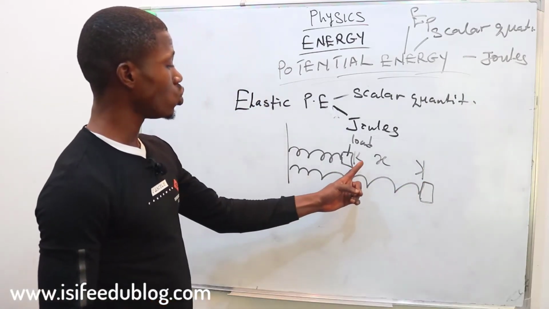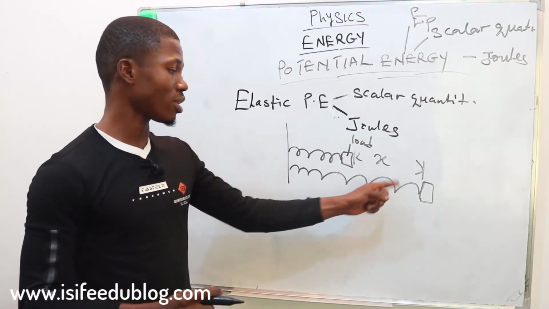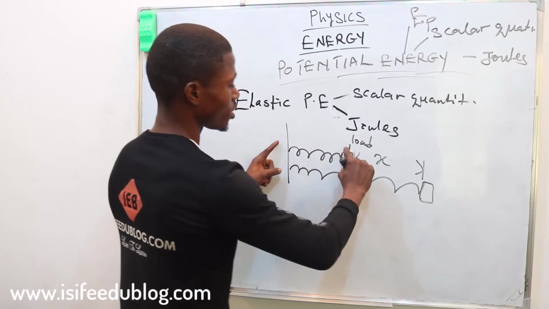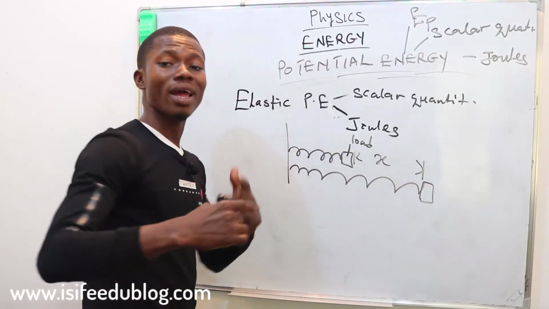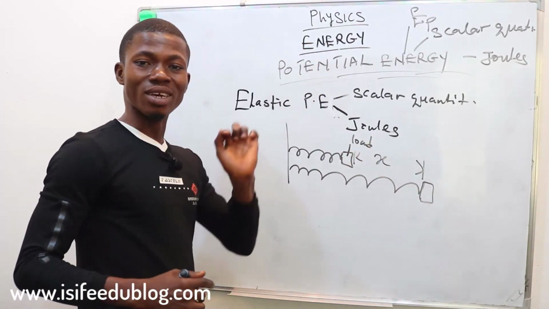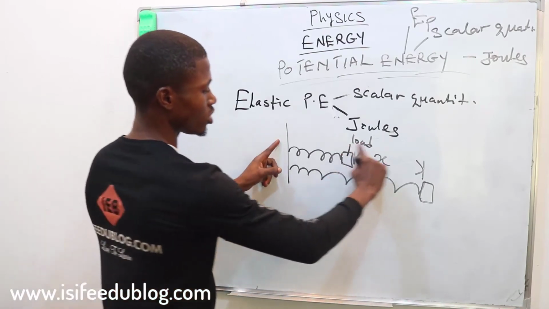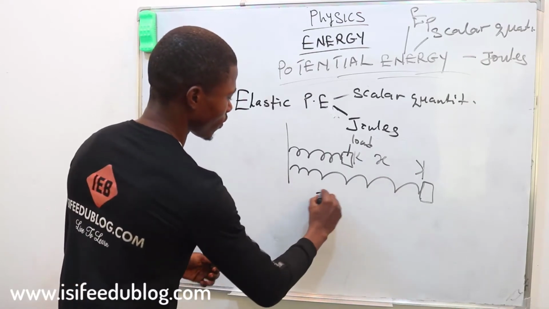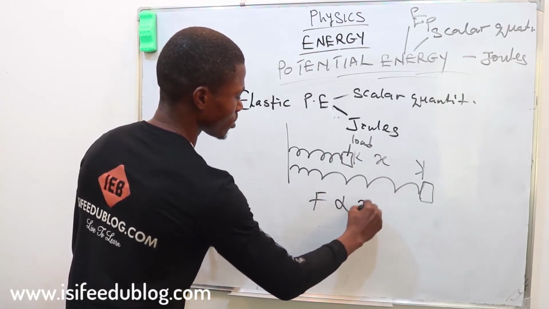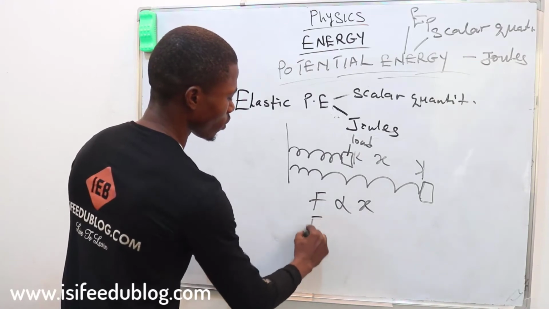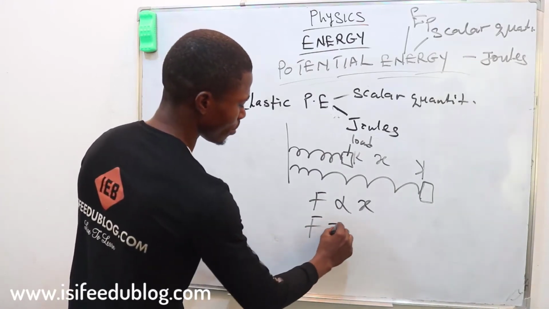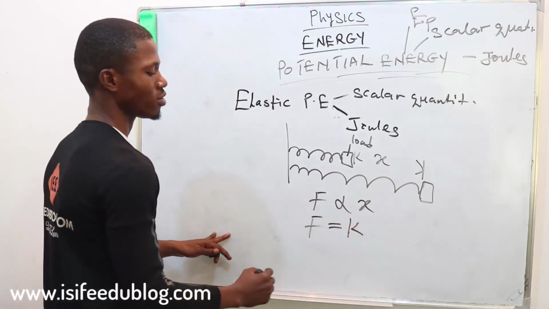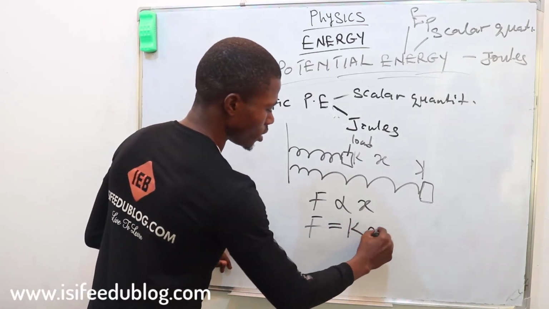So if we check this, we know that the force used in stretching this spring is directly proportional to the distance it goes. If we stretch this spring further, that means we applied more force. Thereby, the force is directly proportional to the distance. If we apply little force, it can be here. So force is directly proportional to the distance it goes. If you remove the sign of proportionality and put an equality sign, it will be equal to a constant, that is the elastic constant k, times x.